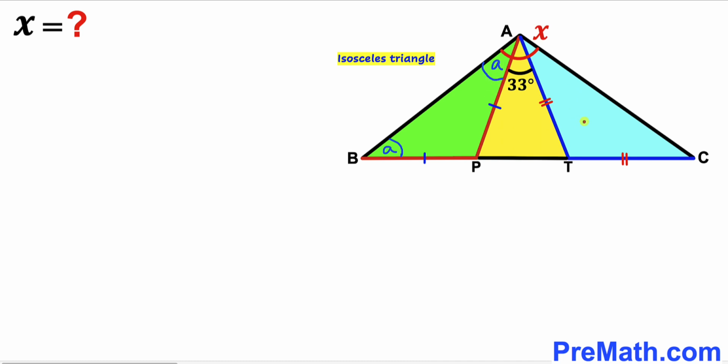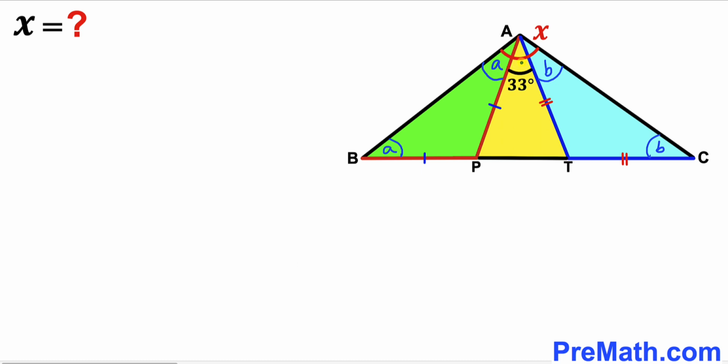Likewise, we are going to focus on this blue shaded triangle ATC. We can see that this is also an isosceles triangle, since this side length is equal to this side length. So this angle has got to be congruent to this angle. I'm going to label this angle as lowercase b. Then this angle has got to be lowercase b as well.